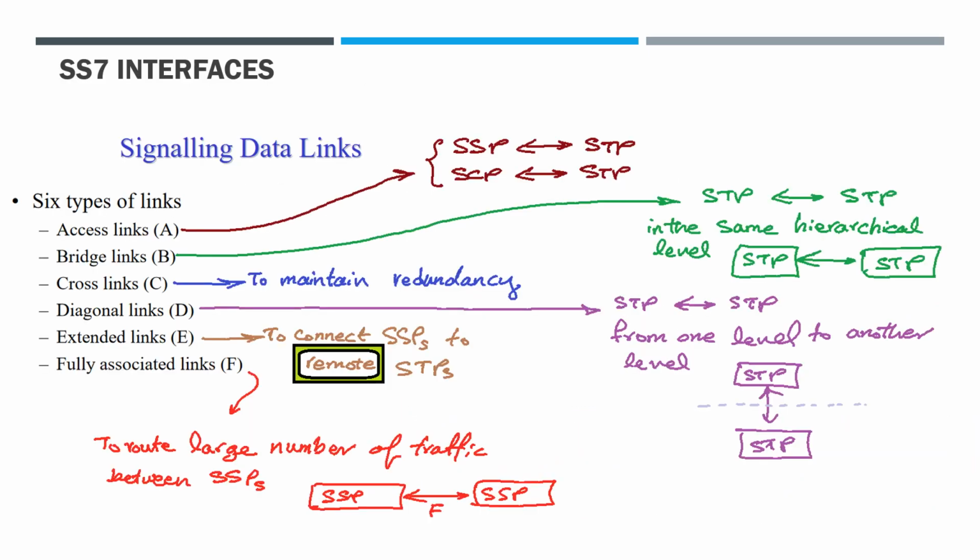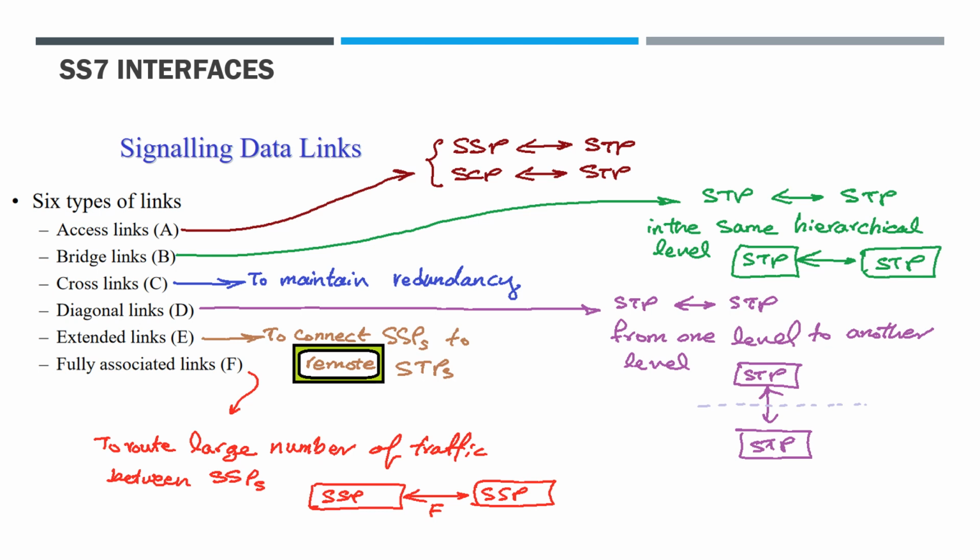What are SS7 interfaces? Signaling data links has 6 different kinds: access link A, bridge links B, cross link C, diagonal link D, and extended link E. Fully associated link is F. But what's A? For connecting SSP to STP or SCP to STP. What are these? SSP, we discussed about them. SSP was switch and SCP was DB, database. But what's B? B is for connecting two STPs in the same hierarchical level. And C to maintain redundancy.